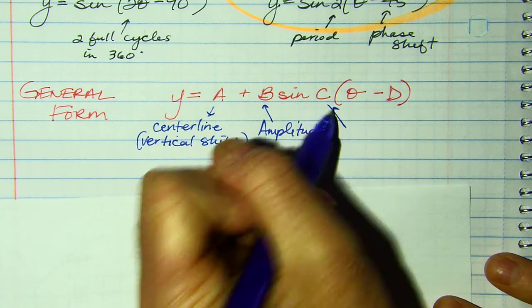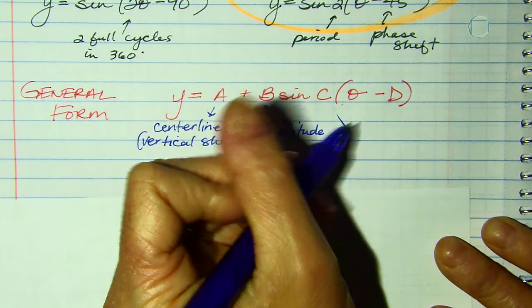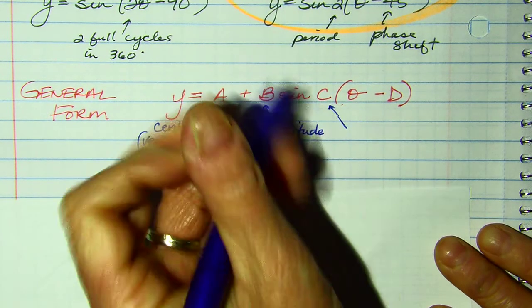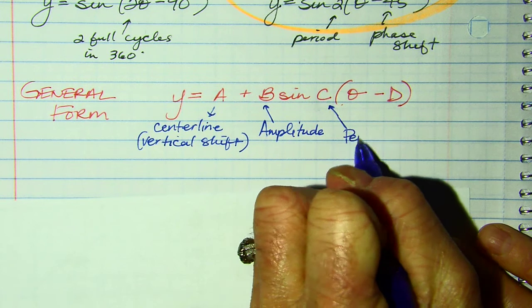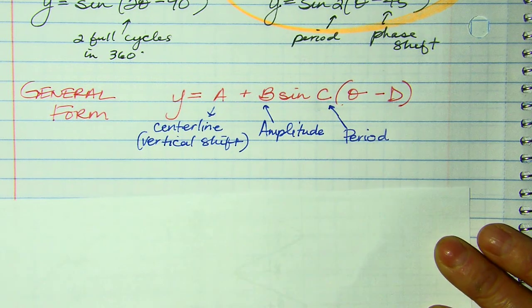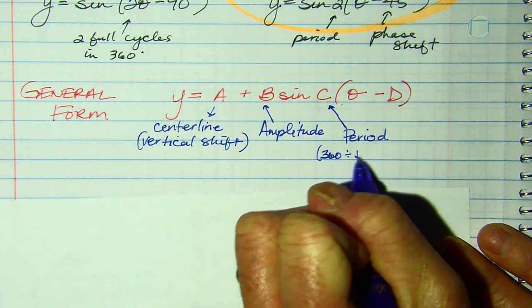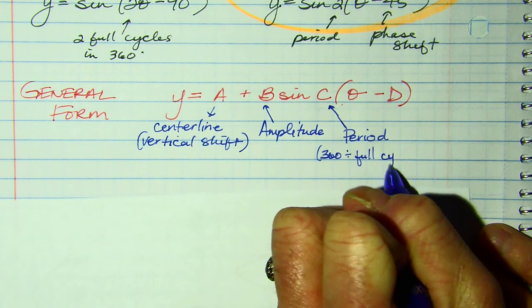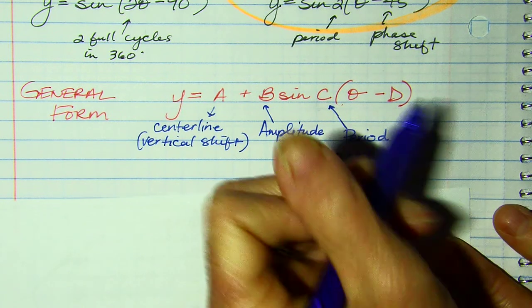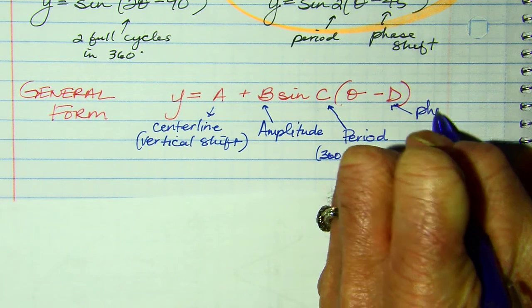C is our period. Remember, that will be 360 degrees divided by however long it took the graph we're looking at to complete a full cycle. And D is our phase shift.